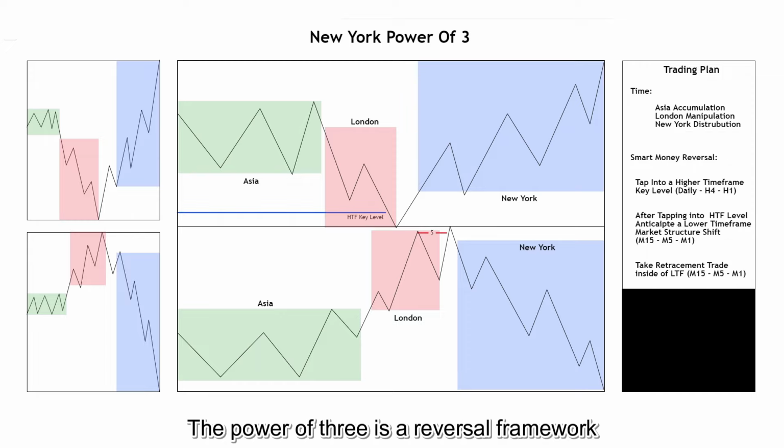The Power of 3 is a reversal framework, and when we are anticipating a reversal to take place inside of the marketplace, it has to take place inside of a higher time frame key level, followed by a lower time frame shift. So the two key steps we want to anticipate are a tap into a higher time frame level, like a fair value gap, order block, or liquidity sweep.